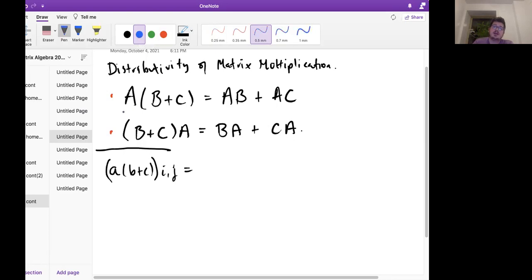Can someone tell me why I wrote two distributions? Why do I need to write two distributions? What's different about those two? Are they different? Why are they different? Well, first of all, are they different? Does it matter where you multiply? Yeah, why? The order matters.